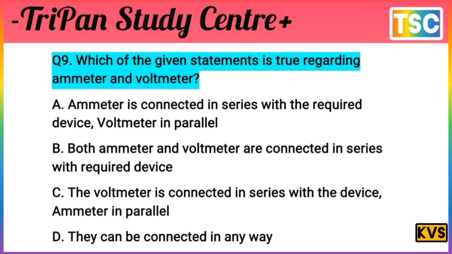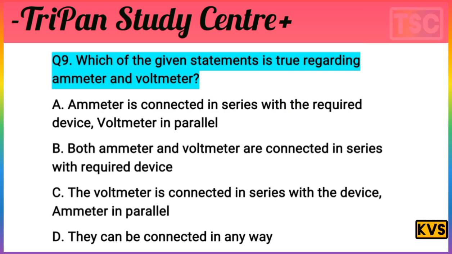Option C says the voltmeter is connected in series with the device and ammeter in parallel. That is wrong. Option B says both ammeter and voltmeter are connected in series with the required device. Is it possible? Impossible. Both cannot be connected in series, so that answer is not correct.